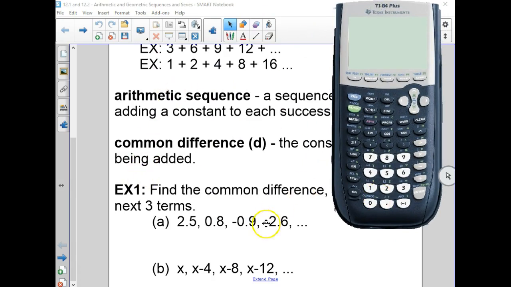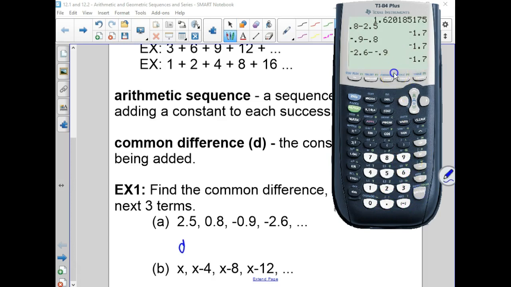If you want to find the common difference, you can always just take a term, so 0.8, and subtract the term that's before it. So minus 2.5. And we see we get negative 1.7. If we had chosen to do negative 0.9 and we subtracted 0.8, we'd also get negative 1.7. Negative 2.6 minus negative 0.9 would also give us negative 1.7. So our common difference here, which I'm going to call D, is negative 1.7.